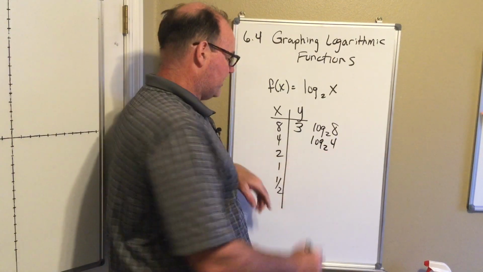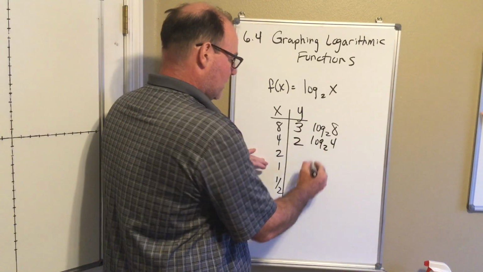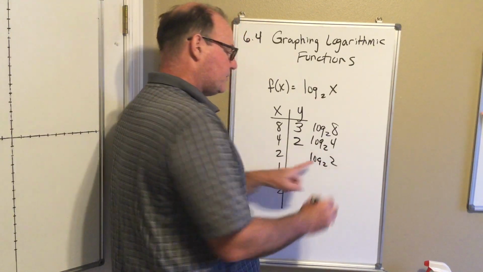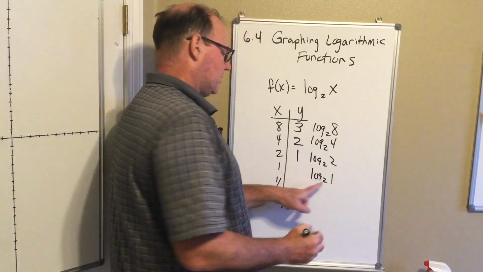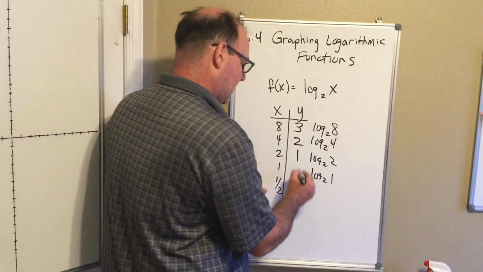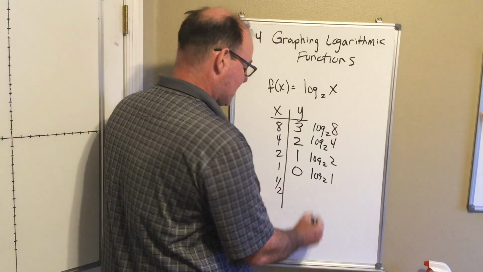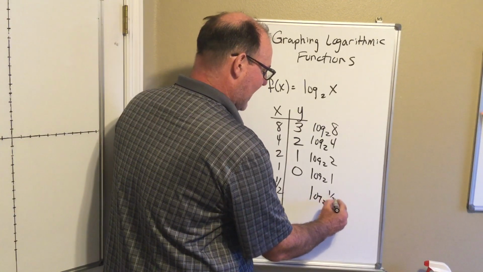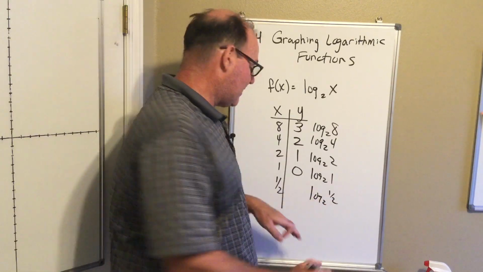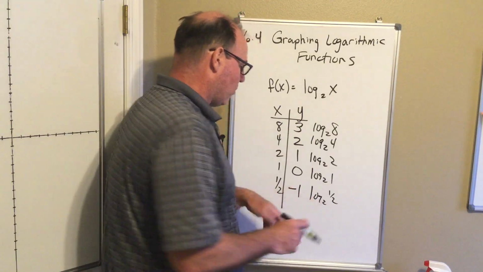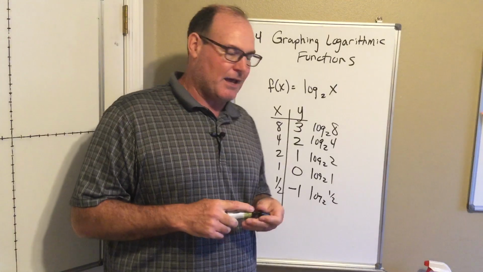And then log base 2 of 4. 2 to what power is 4? 2. Log base 2 of 2. 2 to what power is 2? Log base 2 of 1. 2 to what power is 1? Well, anything to the 0 power produces 1. And then log base 2 of a half. 2 to what power is a half? Well, since the 2 is in the denominator, I go -1. So this is my ordered pairs.